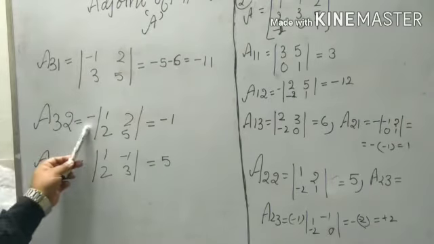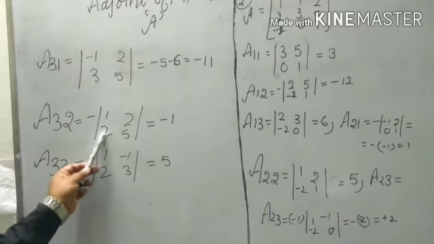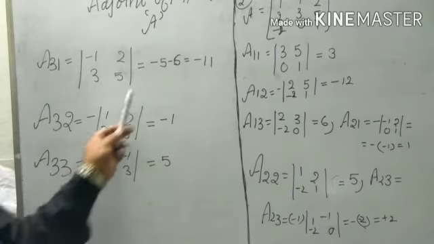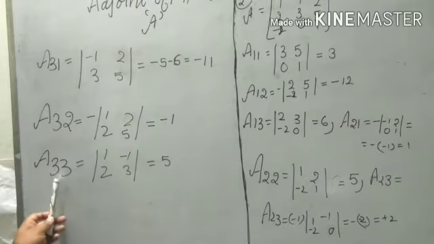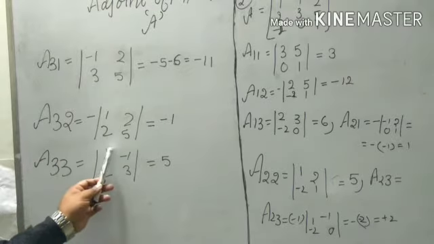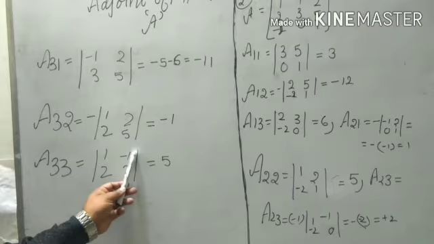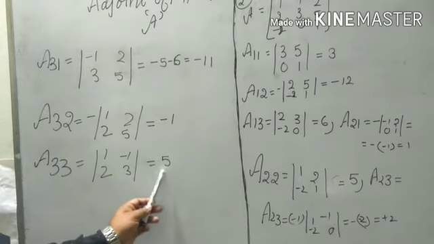A32 will be equal to the negative of the determinant of 1, 2, 2, 5. It will be equal to minus 1. And A33 will be equal to the determinant of 1, 2, minus 1, 3, which is equal to 5.